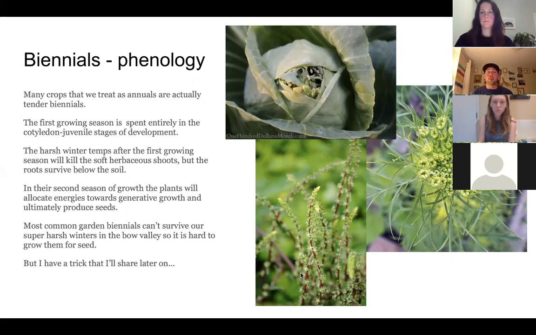And the thing about biennials and where we live is that for most of these common garden biennials, we get such cold, harsh winters that there's only a couple of really hardy biennials that can make it through the winter and come back the next year. Two good examples of that are spinach and kale. They can easily get through the winter, but the rest of them need a little help.